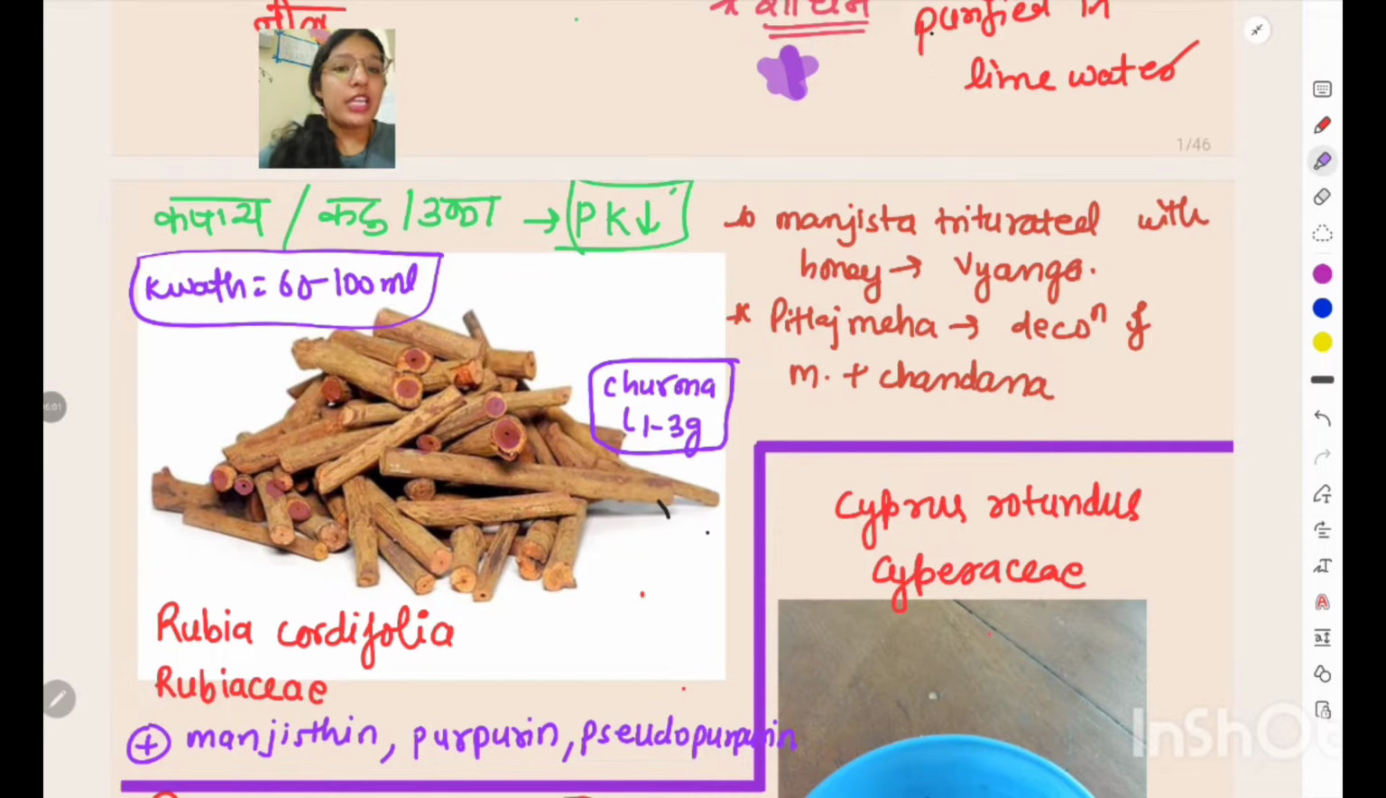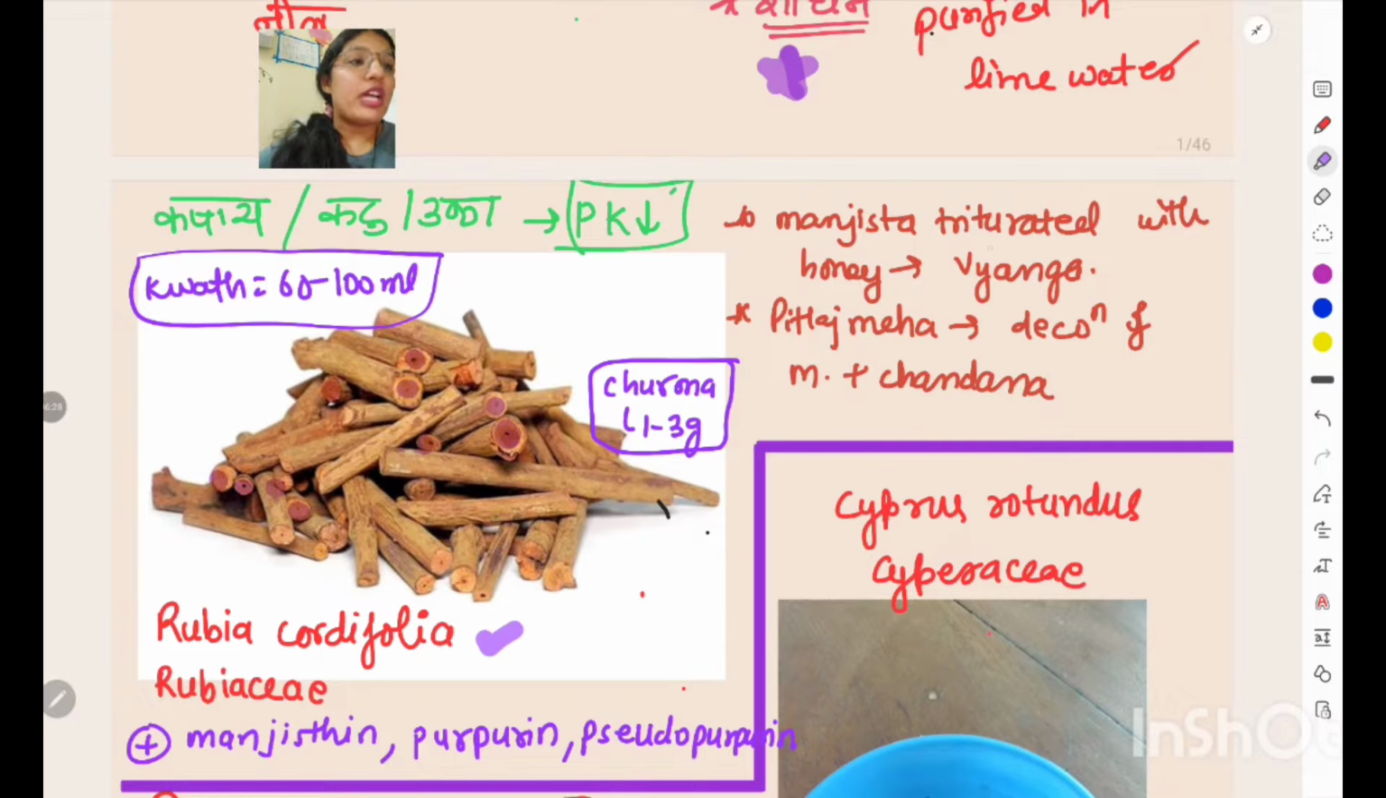So its botanical name is Rubia cordifolia, as you can see, and family is Rubiaceae, and its rasa is Kashaya rasa, Katu Vipaka, Ushna Virya. It's a Pitta Kaphahara. Still it is a Kashaya rasa, but it's Ushna Virya. Generally we will think Kashaya is Shita Virya, but no, Kashaya is Ushna Virya in this Manjishta, and the Kalpana used is Kvatha 60 to 100 ml.